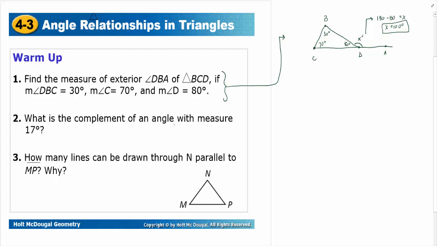Number two says, what is the complement of an angle with a measure of 17 degrees? Remember, complement is like if I have a right angle, well, one of my angles is 17 degrees. So the complement would be this guy. Remember, all we do is we go 90 minus the angle to find the complement. So 90 minus 17 in this case would be X. So that'd be 73 equals X.